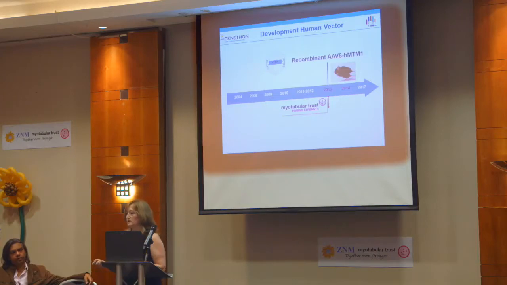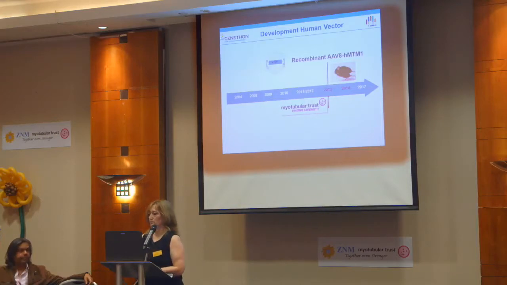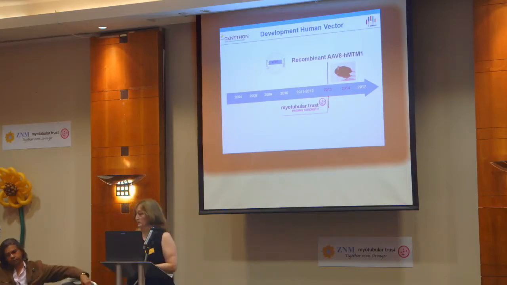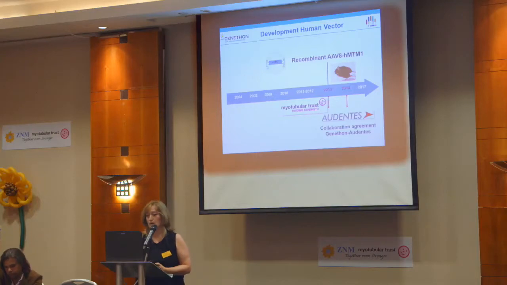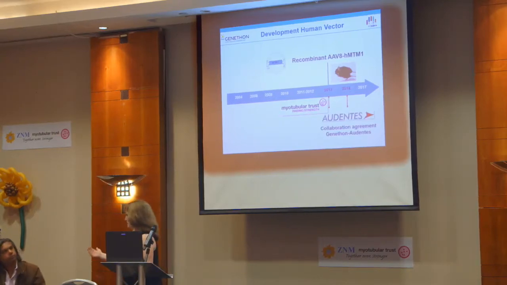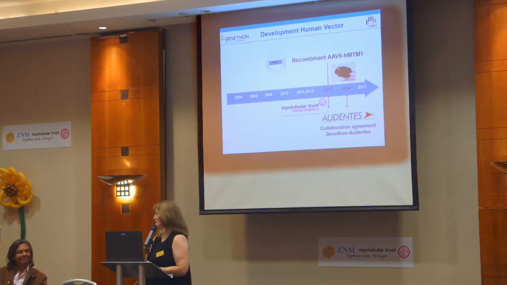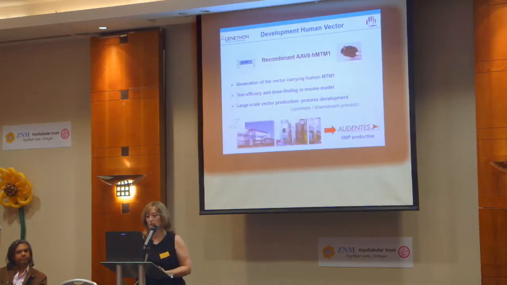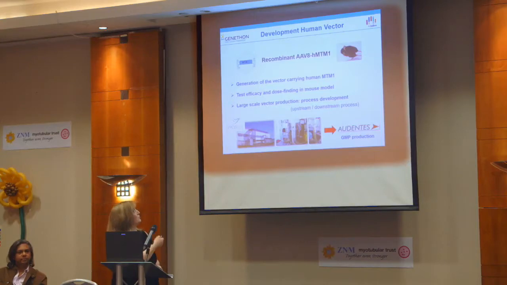So then, just about at the same time, we wanted to develop, of course, a vector adapted to humans. For that, we had to build another vector, which contains the human MTM1 gene. And we thank again very much Myotubular Trust that gave us funding in order to develop and to start this project. Also, I would like to thank very much Audentes that joined the team. So in 2014, Genethon and Audentes signed a collaboration agreement in order to move on with this project and to go to the clinics.